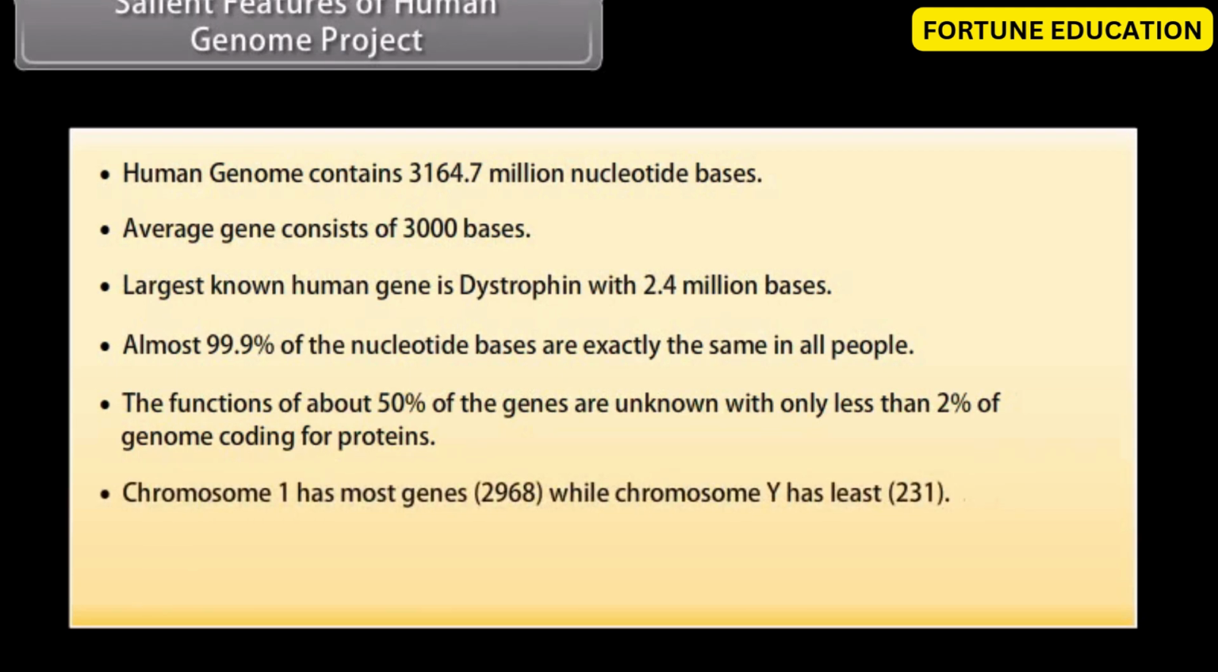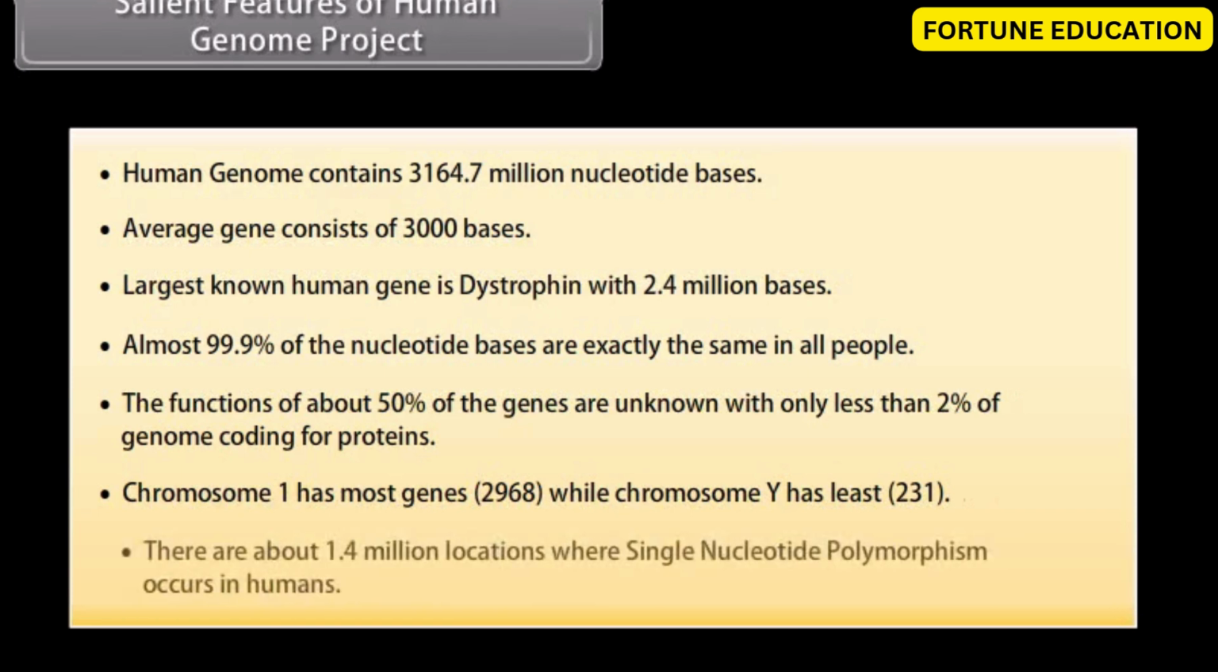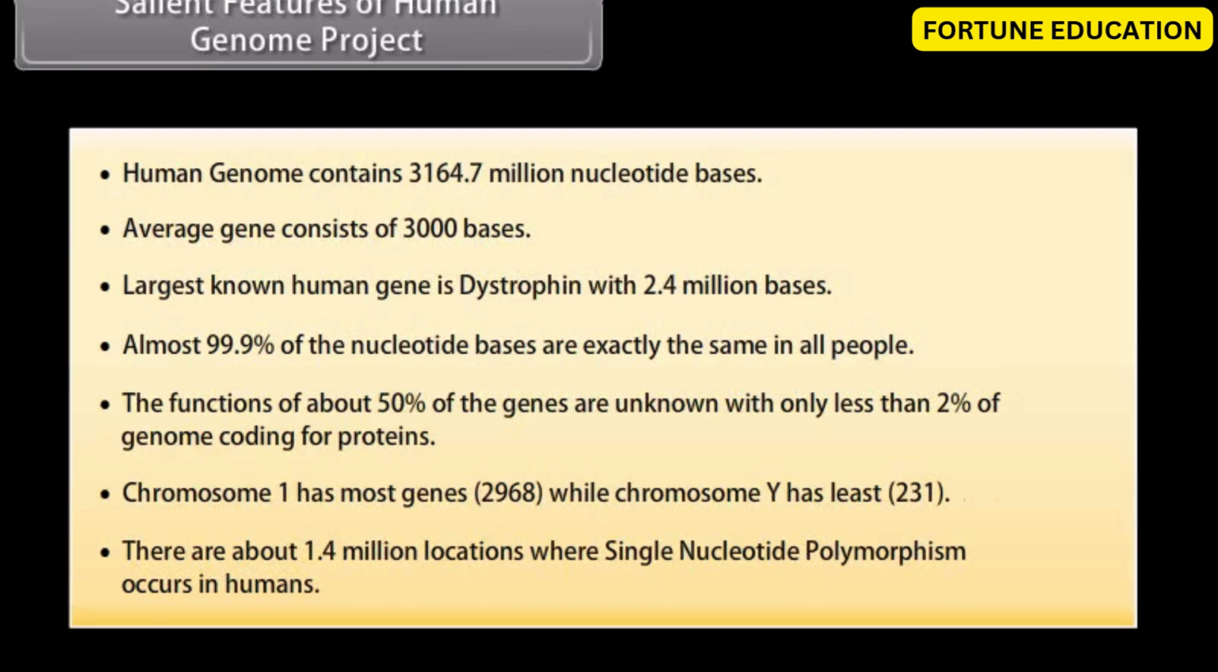Chromosome 1 has most genes, 2,968, while chromosome Y has least, 231. There are about 1.4 million locations where single nucleotide polymorphism occurs in humans.